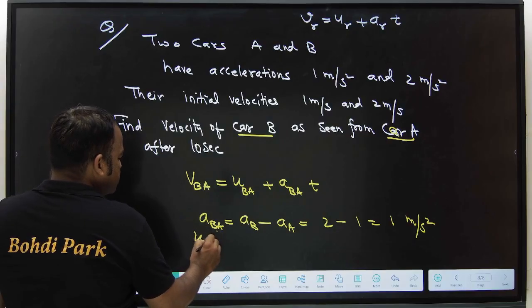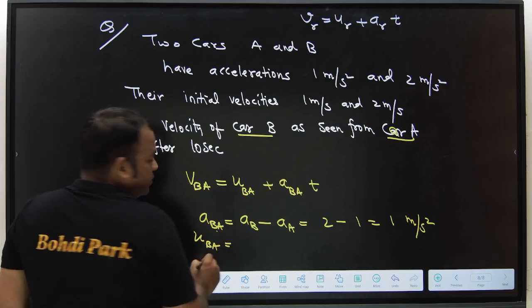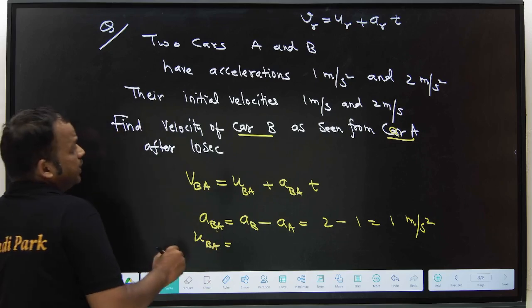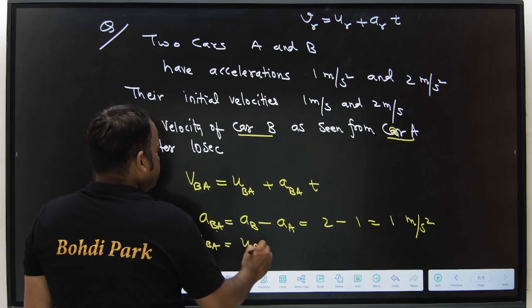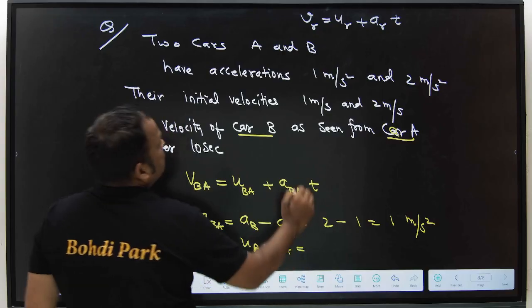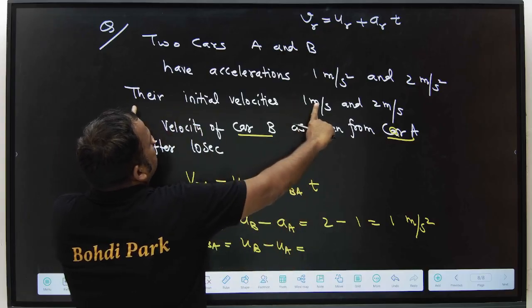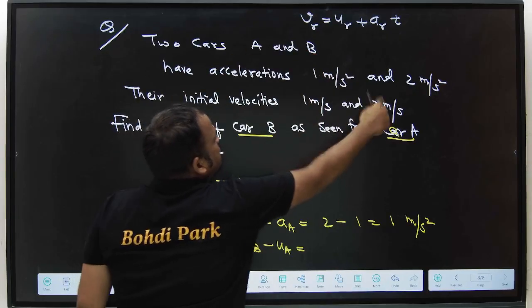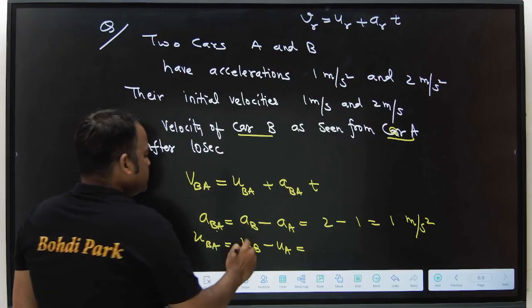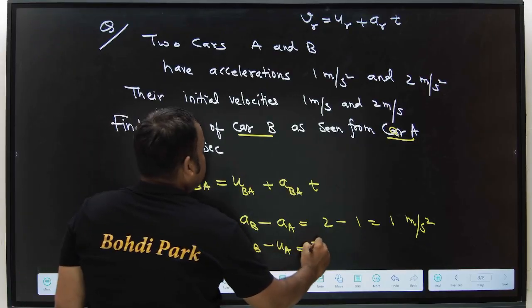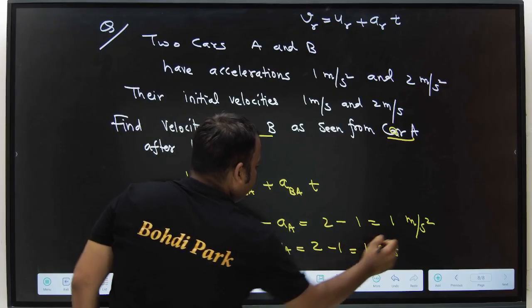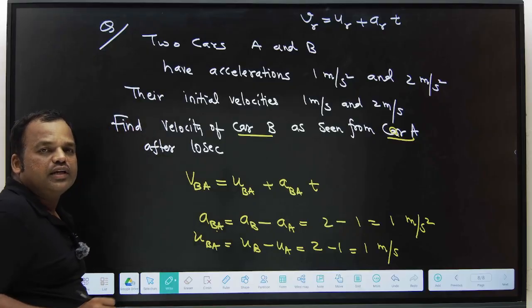Similarly, the initial velocity of B with respect to A will be UB minus UA. The initial velocities of A and B are given: for A it is 1 meter per second, for B it is 2 meter per second. So UB minus UA will be 2 minus 1, which is 1 meter per second.